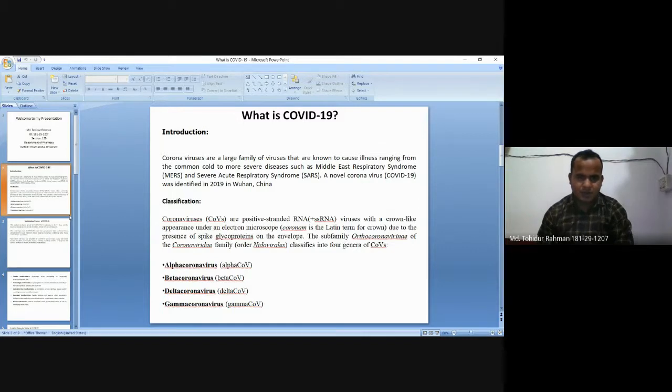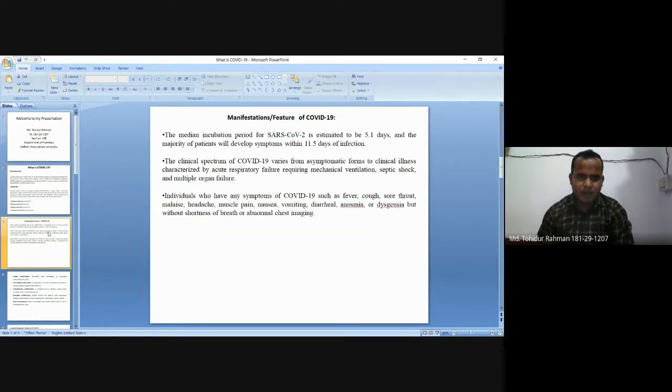Classification: coronaviruses are positive-strand RNA viruses with a crown-like appearance under an electron microscope. There are four classes of coronavirus: alpha coronavirus, beta coronavirus, delta coronavirus, and last, gamma coronavirus. Then I am going to talk about the features of COVID-19.